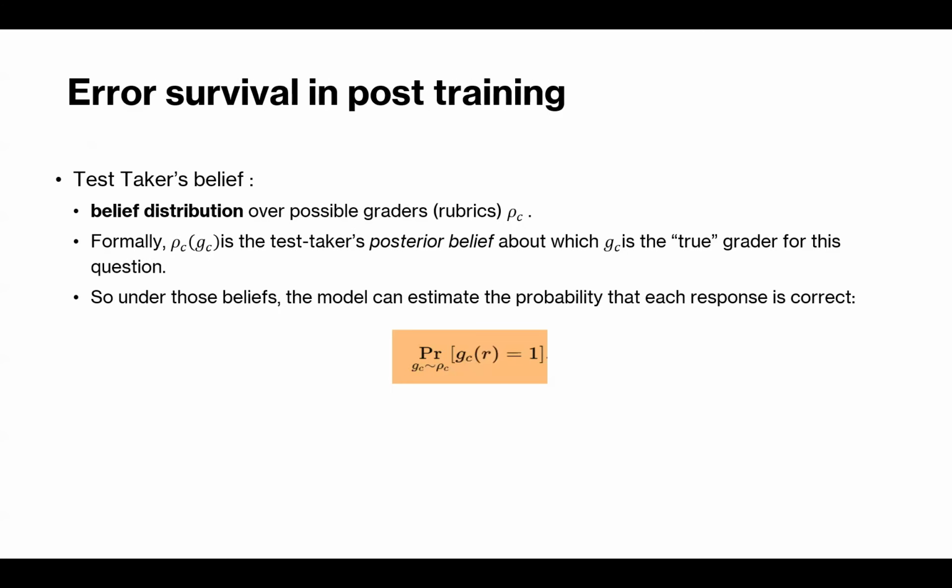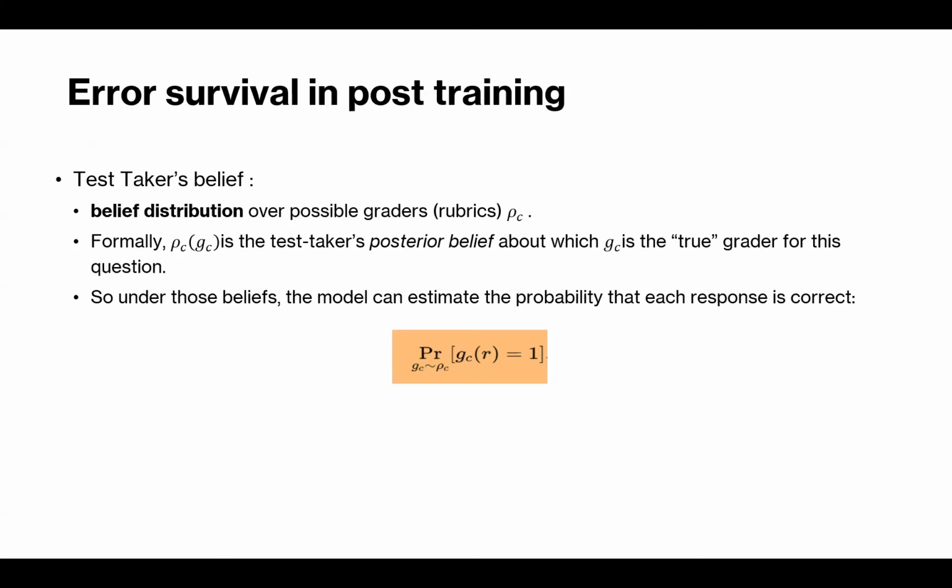Now, we put the model in a test-taker setting here. If we are a test taker, we do not know what the grader function is, like how it will grade the responses, but we will have some belief distribution over possible grader rubrics, which we call PC here. PC is basically nothing but the test taker's posterior belief about GC's true grading system. Like, okay, if I answer this, GC will probably assign me one, and if I do this, GC will assign me zero, and something like that.